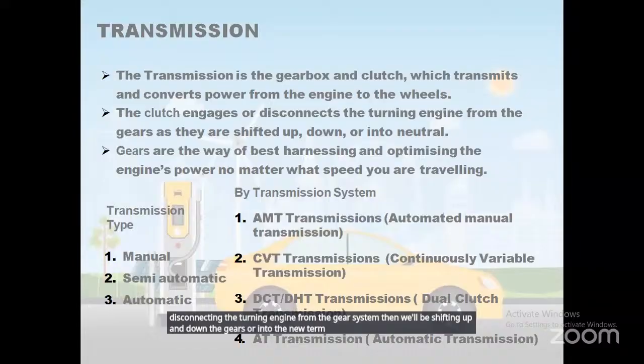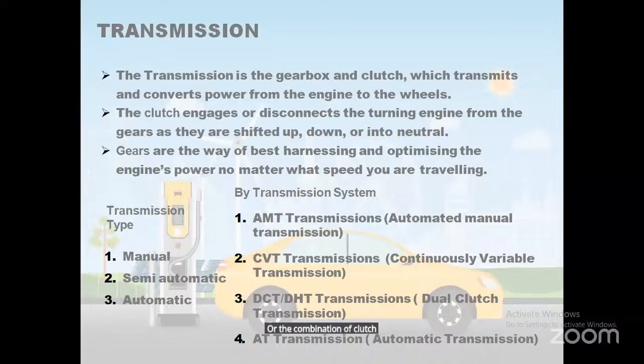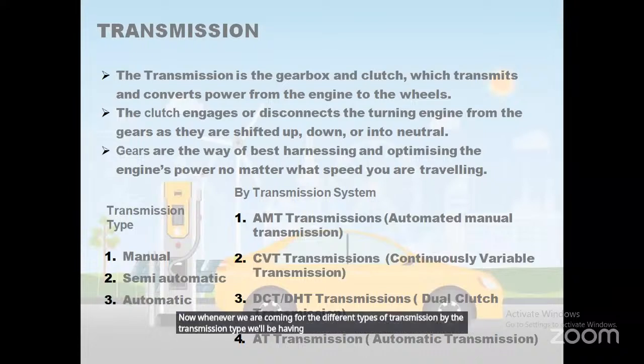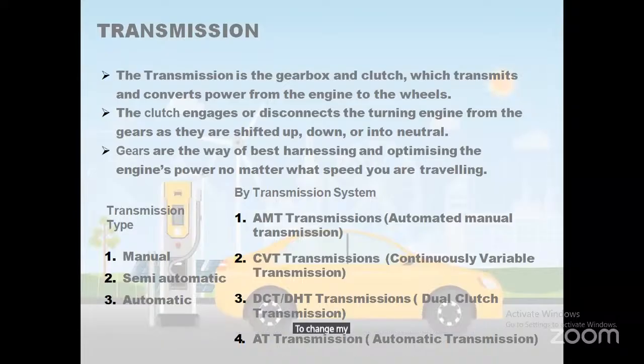So here we can reduce the burden on the gear system and improve the smooth momentum of the vehicle. The combination of clutch and gear mechanism is known as our transmission. By transmission type, we have manual, semi-automatic, and automatic. Manual is where we have the proper clutch and gear mechanism. I'll be using my clutch and gear to change gear, to increase or decrease the speed.